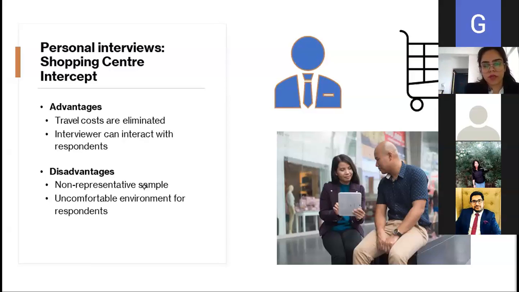The disadvantage is that you don't get a representative sample. In the previous case study that I showed you, we selected respondents by asking the interviewer to select every third respondent. So it may happen that the kind of respondents we are looking for, people who are A plus socioeconomic class, or those who visit malls frequently, you may not get that representative sample. So that is one problem.